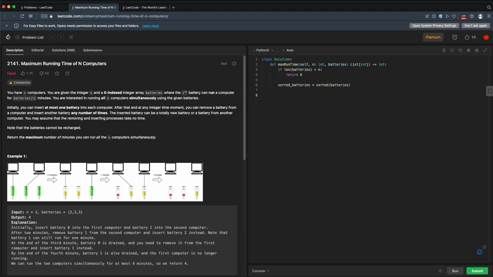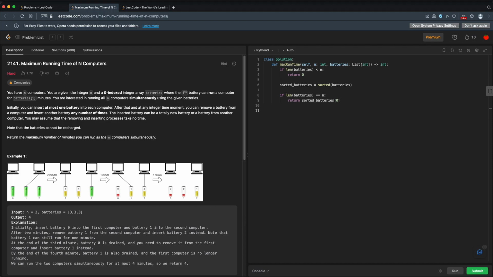Now let's do one more check here. We might not have any extra batteries. We might have just enough batteries for all of our computers, which means our limiting factor, or the smallest battery, is our best answer. There's nothing we can do about it. So let's do another check here. If the length of our batteries, the number of batteries we have, is the same as the number of computers that we have, then the best we can do is that smallest capacity battery here. So we'll just return sorted batteries at index 0. That's the best we can do.